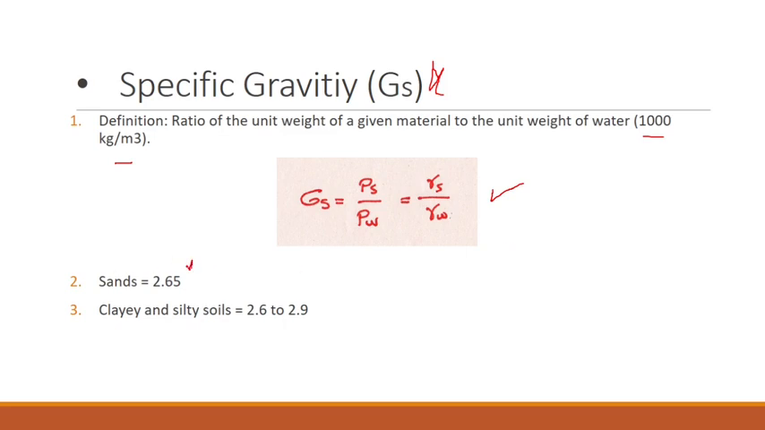And for sand, our specific gravity is 2.65, and for clay and silty soils it is generally between 2.6 and 2.9.